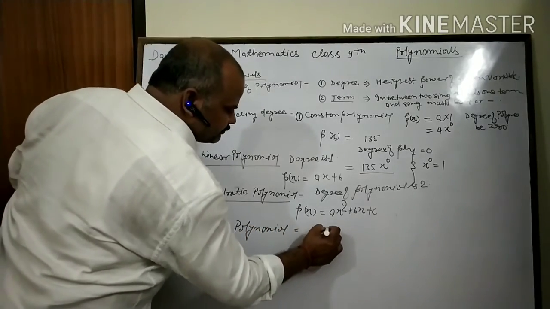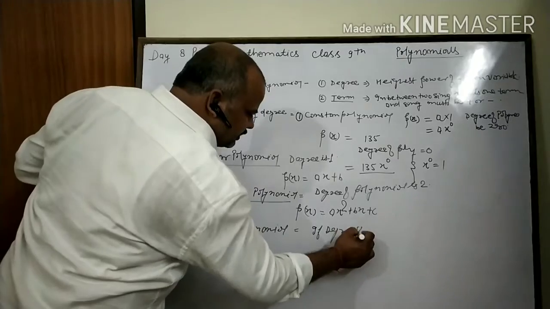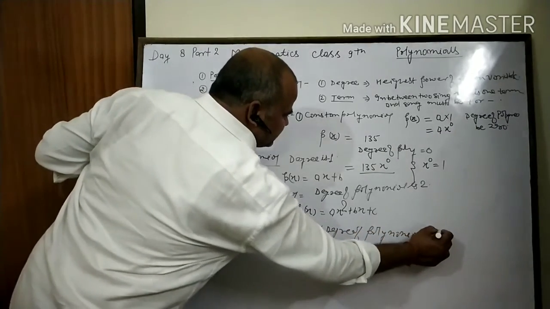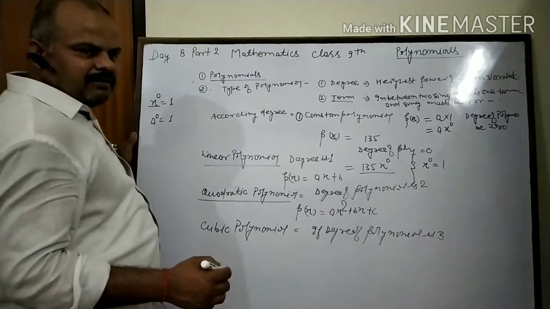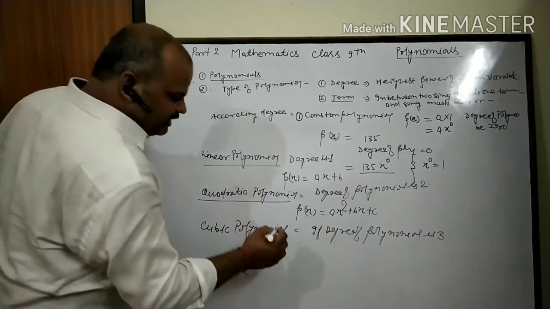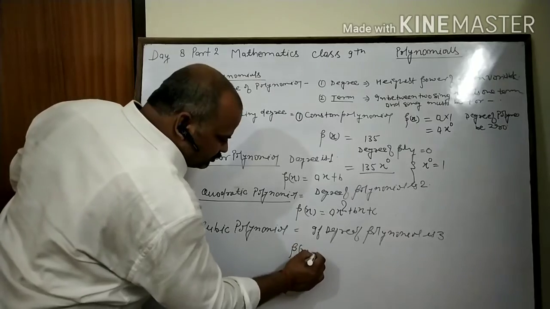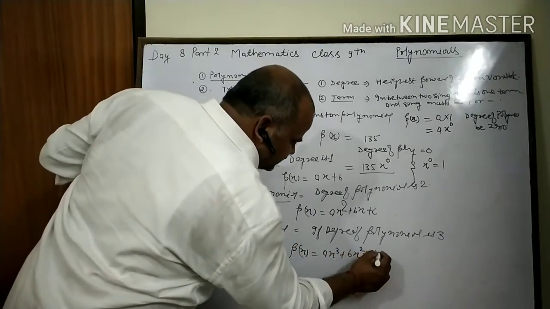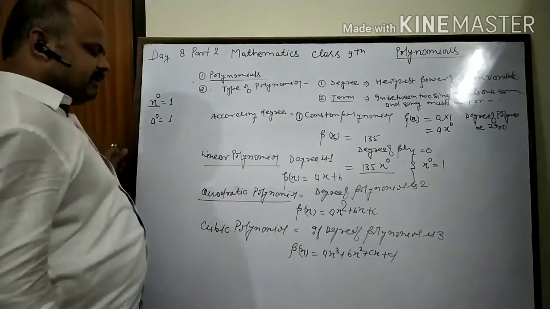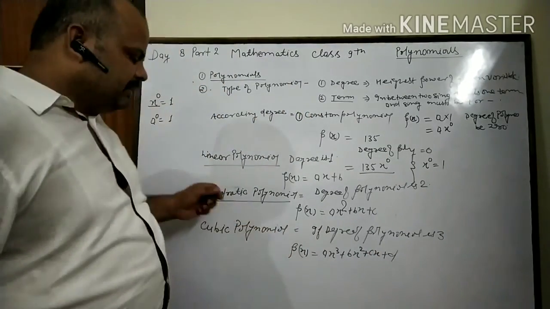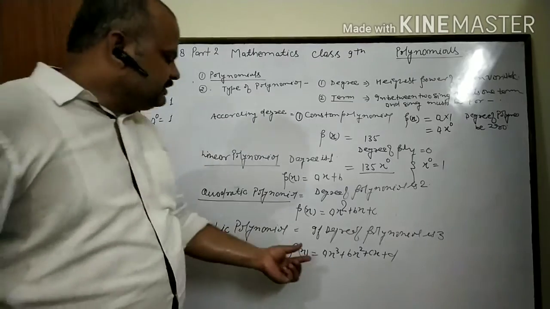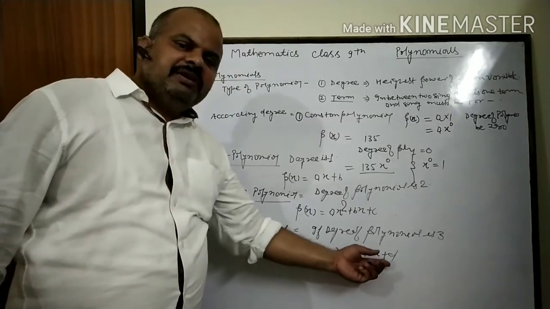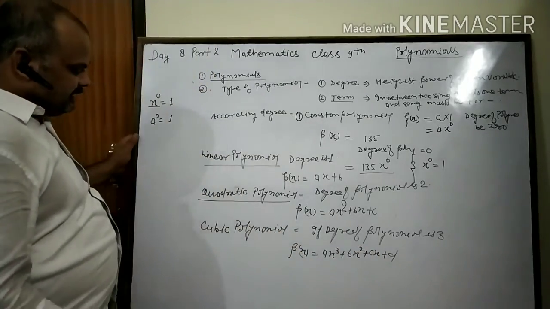In the same way, cubic polynomial. If the degree of the polynomial is 3, it is called the cubic polynomial or polynomial of degree 3. Here p(x) is equal to ax cube plus bx square plus cx plus d is the cubic polynomial. It means if you can factorize it, then you get 3 factors, 3 zeros, 3 different values of x.